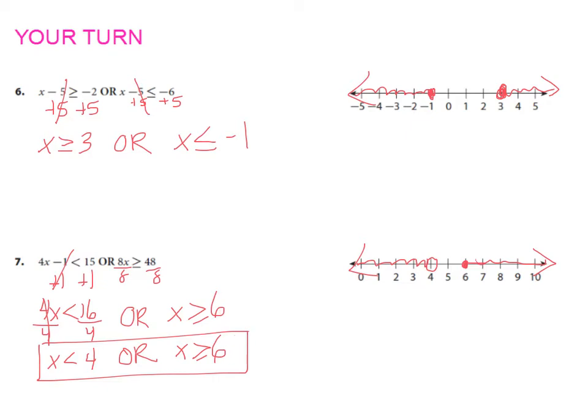All right, so to graph it, I'm looking for x's that are less than 4. So that's an open circle and everything to the left. Or x's that are greater than or equal to, closed dot, 6. Everything to the right.